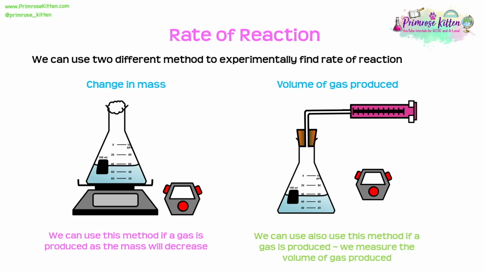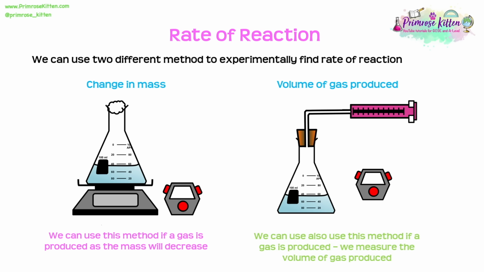If we want to experimentally determine the rate of reaction, we have two different methods. Firstly, if we're using the mass, we can measure the change in mass of our reaction mixture. To do this, we would use a balance and a stopwatch. The stopwatch is very important because that measures the time taken. Now we'll use this method if a gas gets produced, as the mass of our reaction mixture will eventually decrease with time.